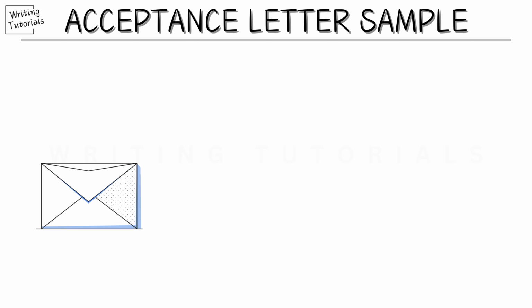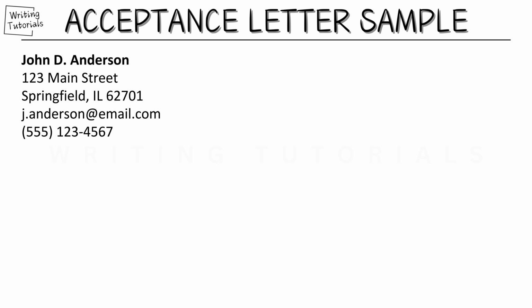Header section, sender's information. The first part of any formal letter is your personal information. Let's look at what the sample includes. John D. Anderson, 123 Main Street, Springfield, Illinois, 62701. j.anderson@email.com, 555-1234567. This section is all about you. It should include your full name, address, email, and phone number.